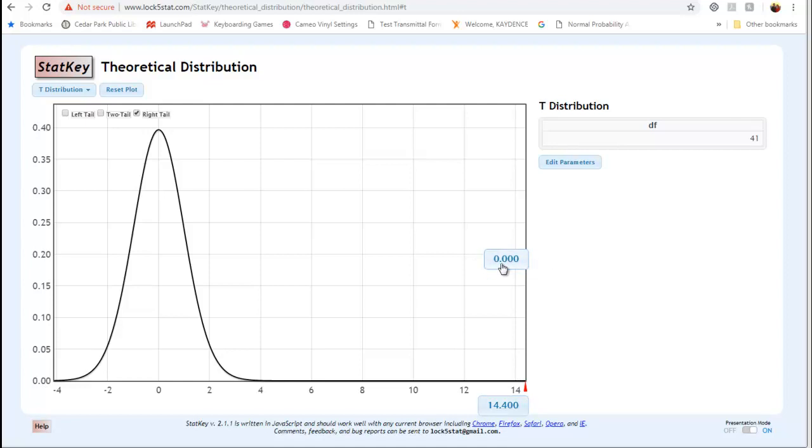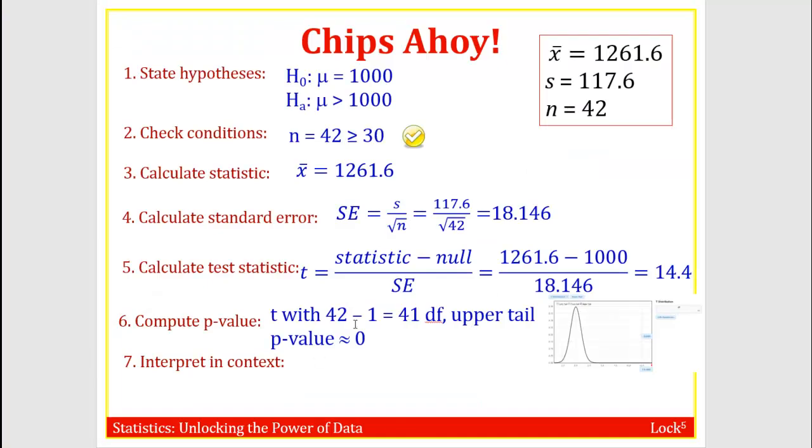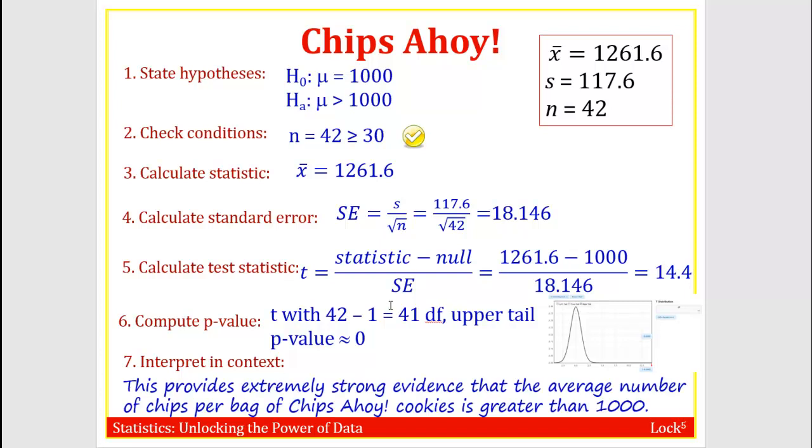It's essentially 0. All right, so back here, my p-value is essentially 0. And we know that when p is low, H0 must go. So when I draw my conclusions, I would reject the null hypothesis because this provides extremely strong evidence that the average number of chips per bag of Chips Ahoy cookies is greater than 1,000.